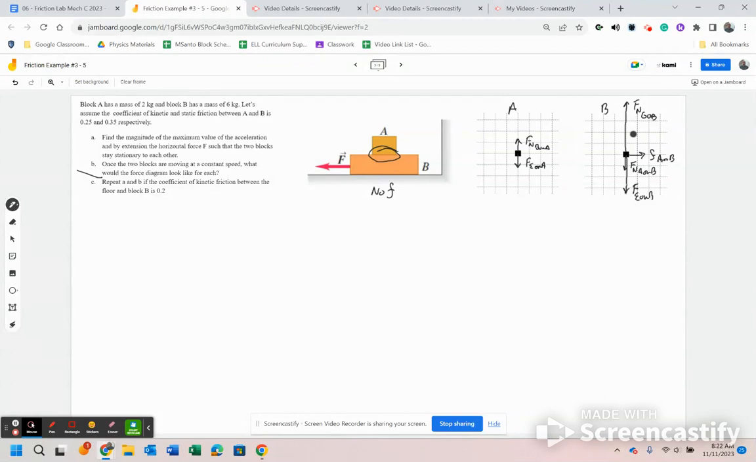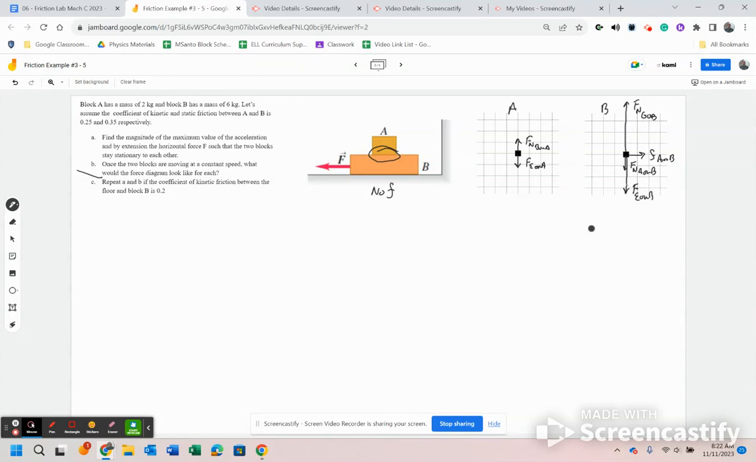Now, depending on how hard you pull it, the two boxes will slide or they won't slide. So here we have to imagine trying to pull harder and harder until they are just about to slide. Now, if they're just about to slide across each other, if A is exerting a force to the right on B, B wants to move to the left, A will exert a force to the right.